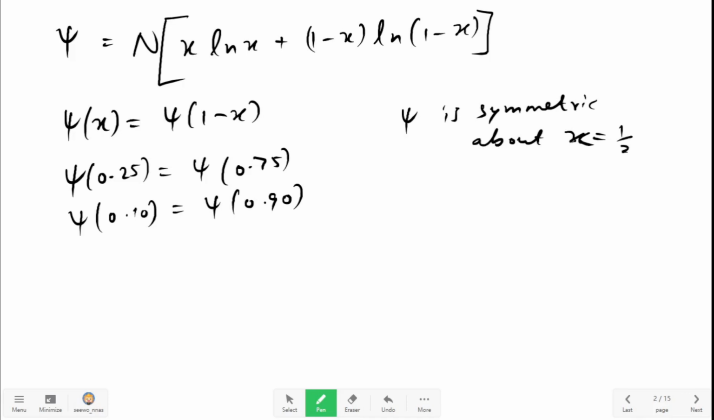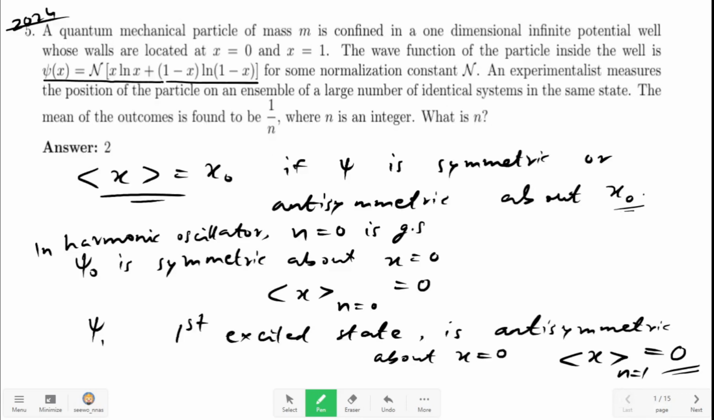Therefore, the expectation value of x will be equal to 1 by 2. We are given that the expectation value is equal to 1 by n, and we have to find the value of n. The value of n is 2.